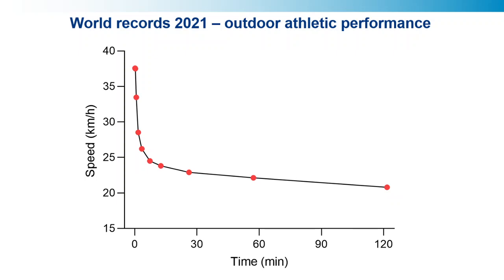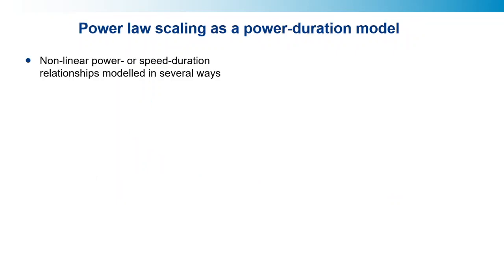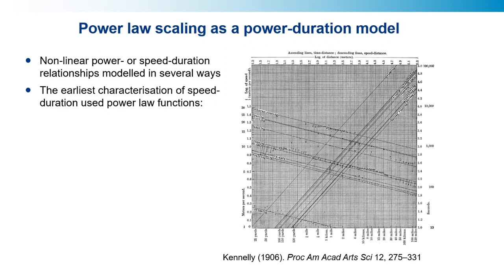And there have been a number of approaches to this. One of them that I'm not going to talk about today is the use of exponential modeling to describe this, because I've talked about exponentials enough in previous presentations. But there are other formulations that in and of themselves have quite an interesting history behind them and quite a lot of interesting application. And so this nonlinear power or speed duration relationship can be modeled in several ways. And the first way it was done was with power law scaling. And this is Kennelly in 1906.